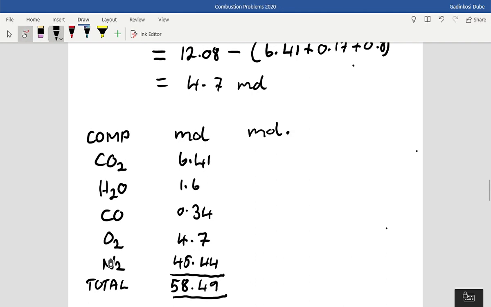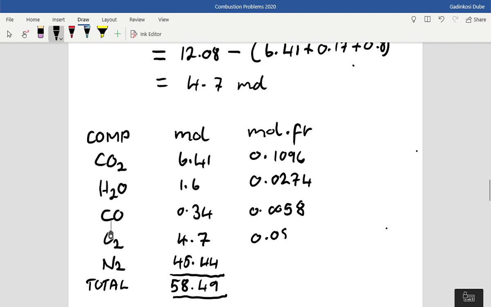So your mole fraction here, 6.41 divided by 58.49, that's the mole fraction you get, 0.1096. Do the same thing for water, H2O. 1.6 divided by 58.49, you get 0.0274. Do the same thing with carbon monoxide, then you get 0.0058, and then oxygen becomes 0.0804, and lastly you've got 0.7769. Okay, and then you can total that.